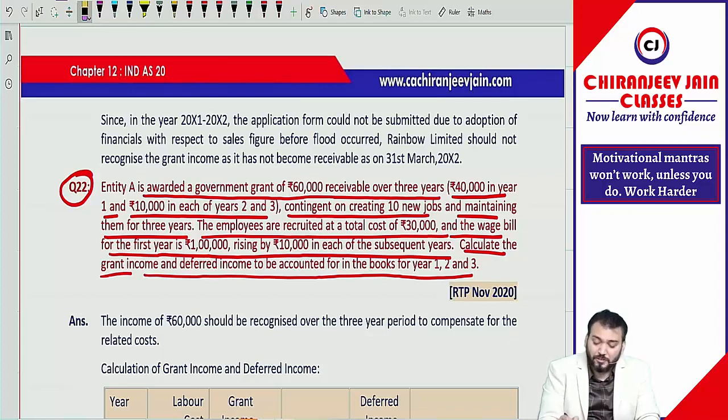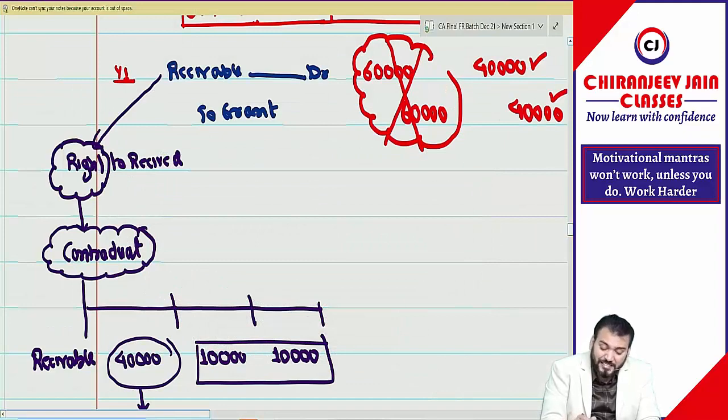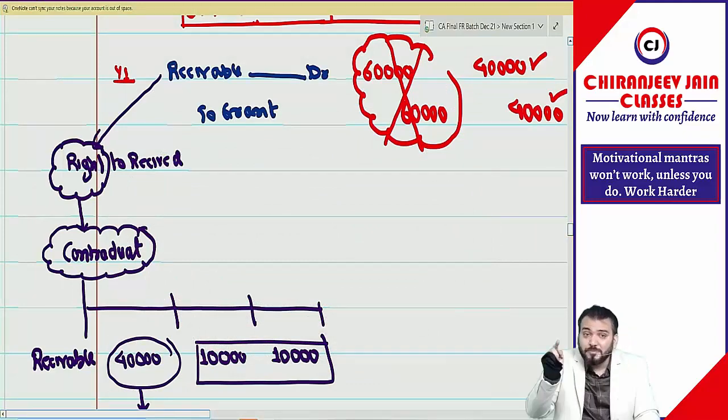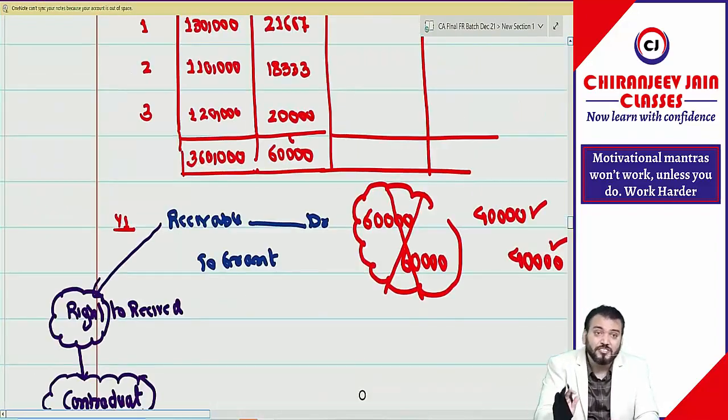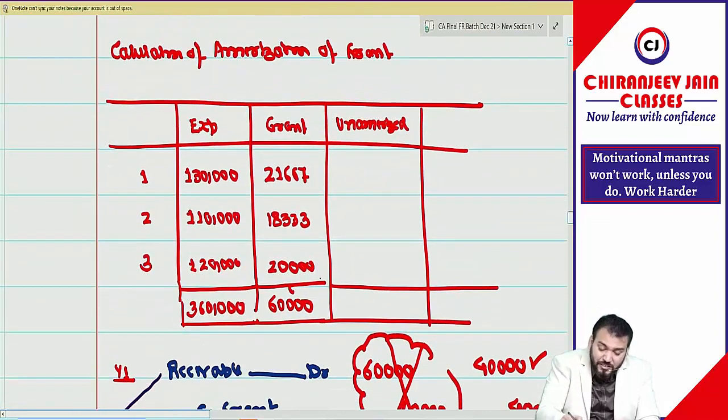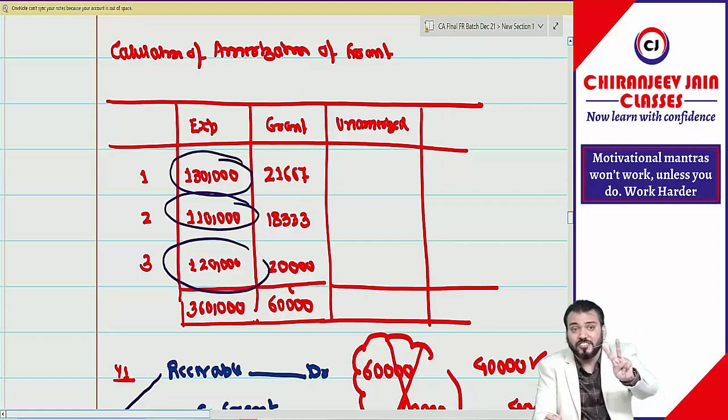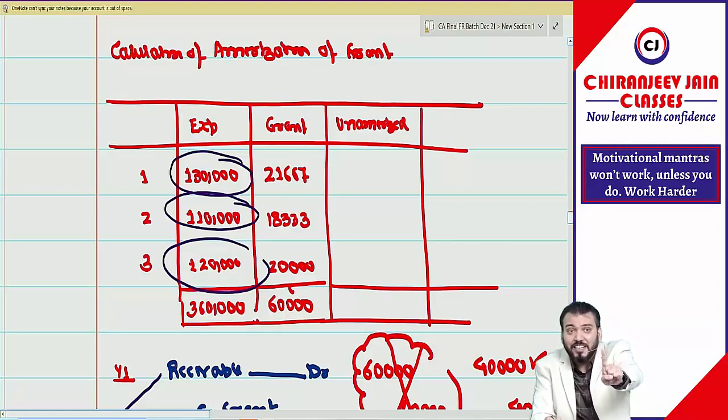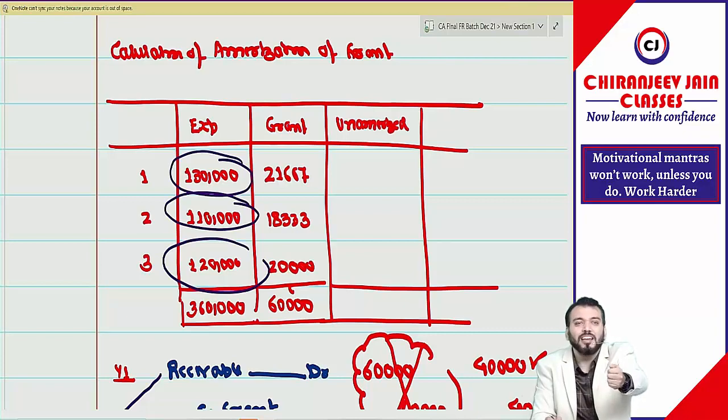No, I have recognized 40,000 as receivable, but we are transferring to PL on which basis? On this basis, in the ratio of cost, there are 2 points we are discussing. 40,000 is not transferred to PL. You are misunderstanding me. Whether I have said 40,000 will be transferred to PL? Yes or no? No.